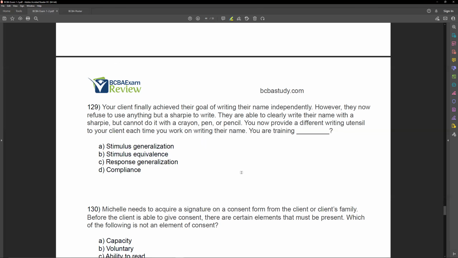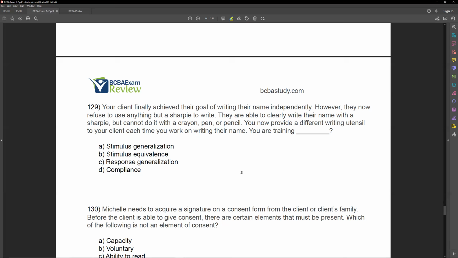Very common when we first teach our young clients different skills using one tool or stimulus. They start to just associate that skill with that one stimulus. And then as we try to change it out, it becomes an issue. And as we avoid fixing that issue, as they get older, it gets worse and worse as that behavior becomes more strengthened. In this case, we need to teach them: it's good you can write with the Sharpie, but you need to also be able to write with the crayon, pen, or pencil. What are we training for?